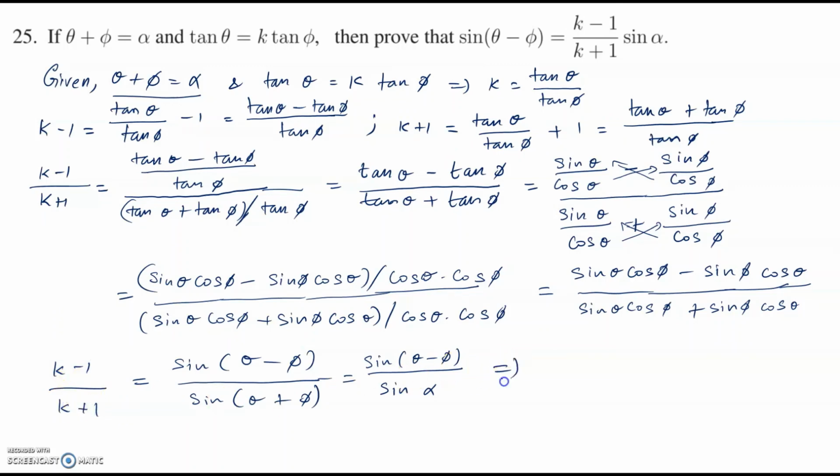Okay, so this would mean from this, if you take sine alpha to the other side, sine(theta minus phi) is equal to (k minus 1) by (k plus 1), and sine alpha will go to the other side. So this will become sine alpha. And this is what we need to prove. Hence the proof.